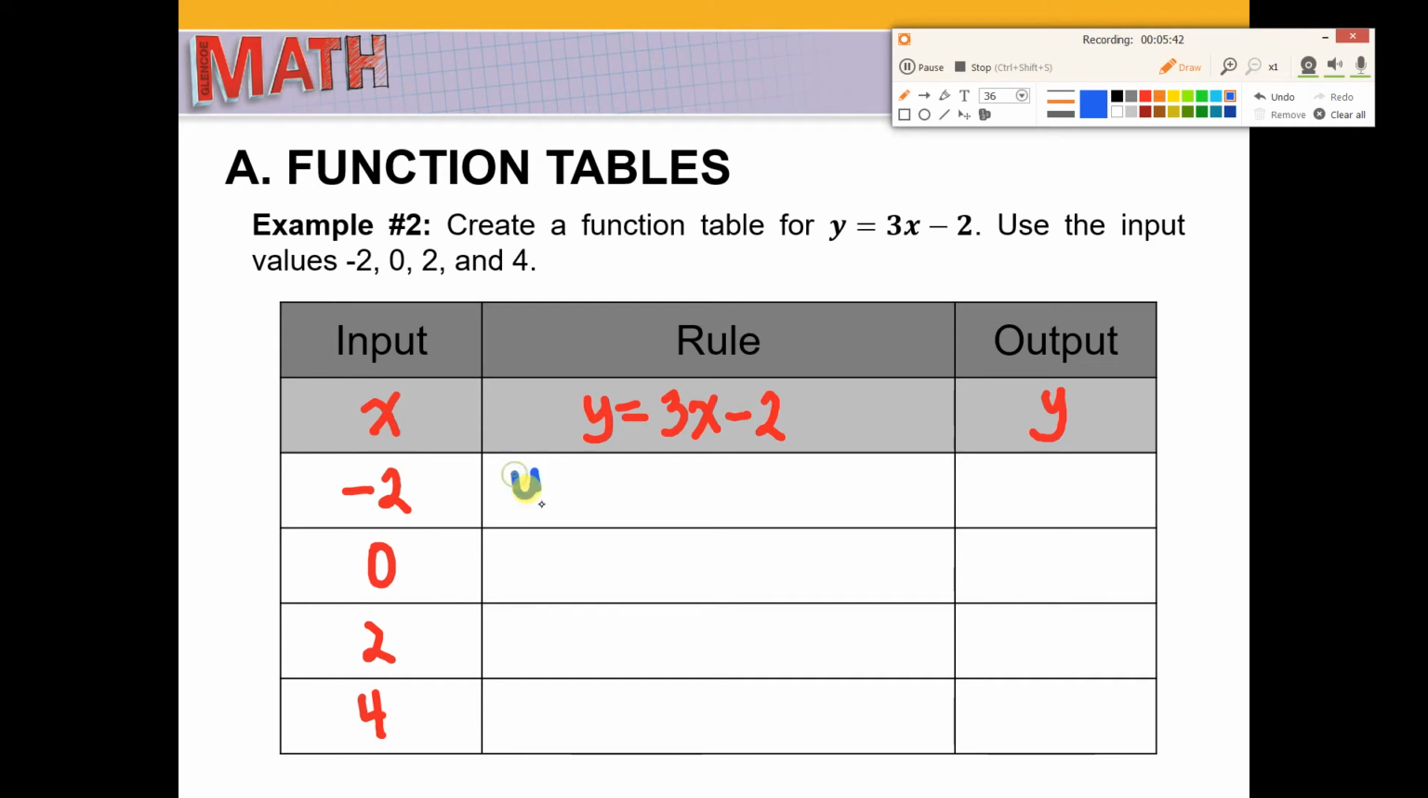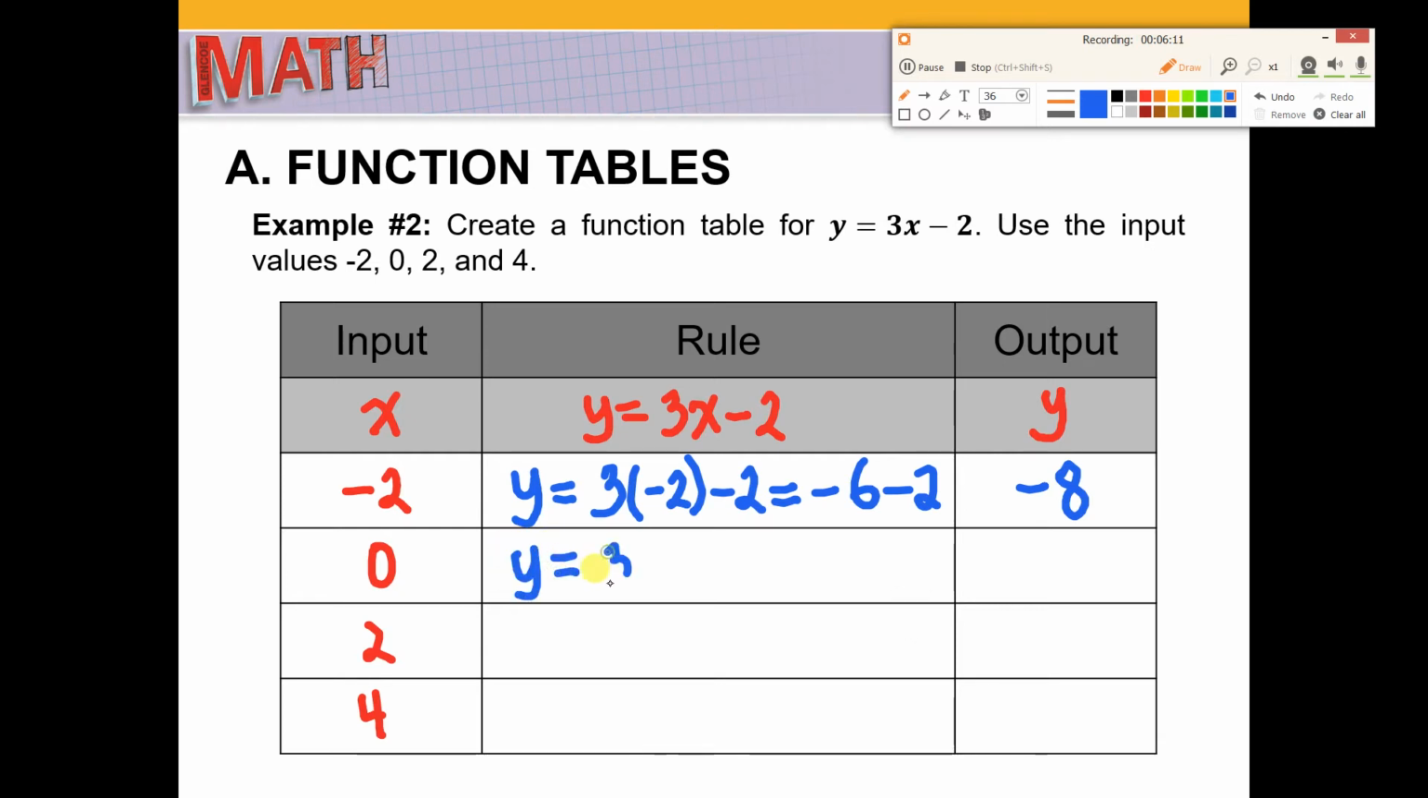So here, y is equal to 3, and then we have to exchange x with negative 2. So that would be 3 times negative 2 minus 2. 3 times negative 2 will be negative 6. Now minus 2. And negative 6 minus 2 will be negative 8. And that is our output. Let's do it for the next one.